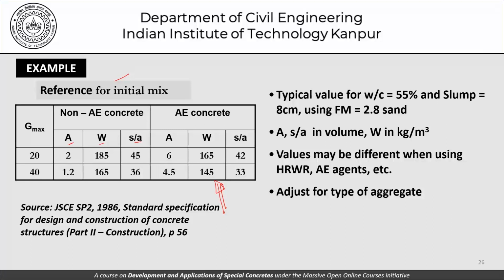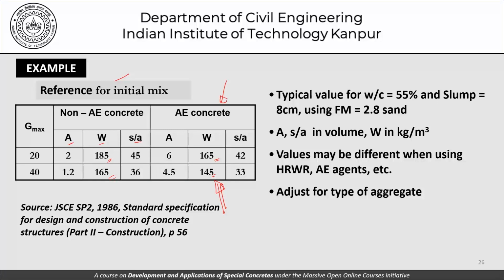You will notice that the water cement ratio is not mentioned here. The water cement ratio cannot be mentioned here because water cement ratio will depend upon the actual compressive strength that you're talking about. For non-air entrained concretes, these values are slightly different, and you will see that as far as the air entrained concretes is concerned, the water content is 185 here, it's only 165 here. It's 165 here, it is 145 here. Means that for air entrained concretes, for the same workability, the amount of water required is lower.